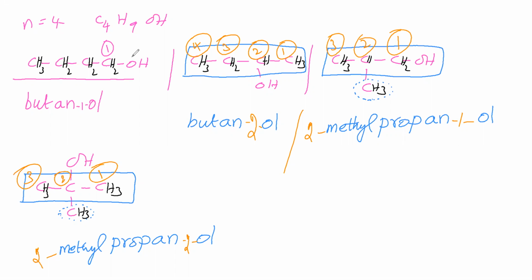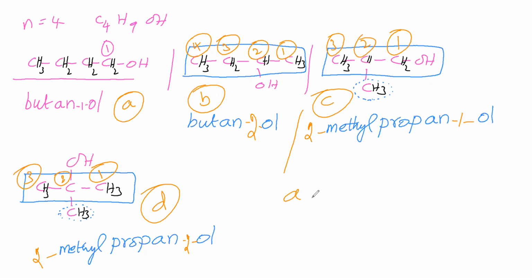Now we will see which isomers these come under, either chain isomers or position isomers. Let us take this as compound A, this is compound B, compound C, compound D. Now let us take A and B. Which isomers do A and B come under? In A, the alcohol position is 1. In B, the alcohol position is 2. Therefore, the position of the alcohol is different, so A and B are called position isomers.